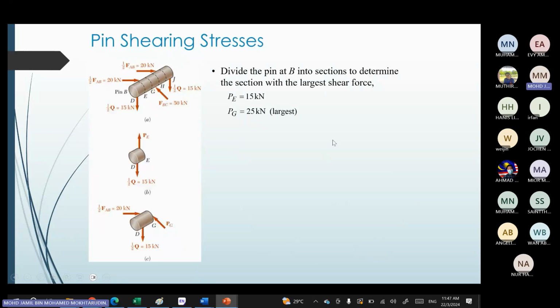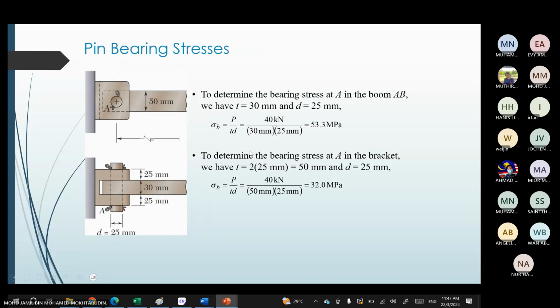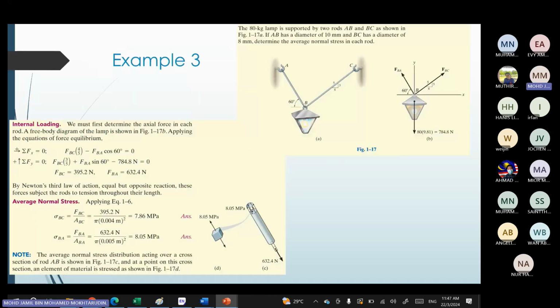Okay, so now it's the shearing stress. I won't ask this in your exam. It's just additional info. So this is how you determine bearing stress. You need to determine the thickness of the rod, then just multiply by the diameter. Okay, what example is this? Yes, let me look first.